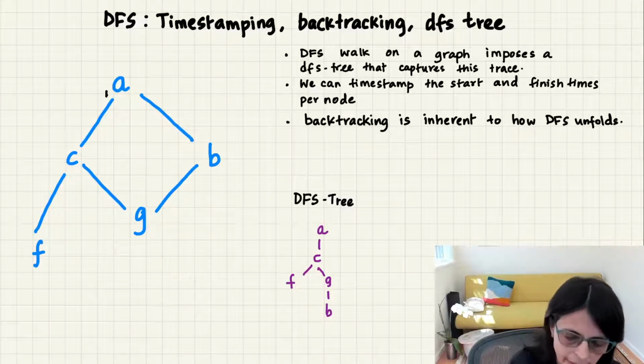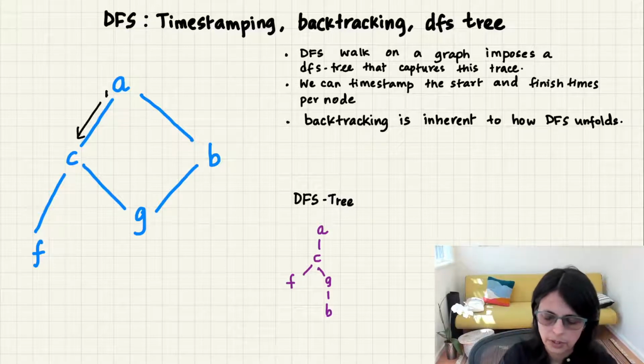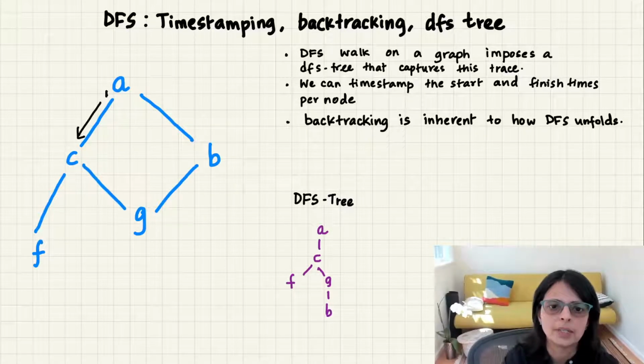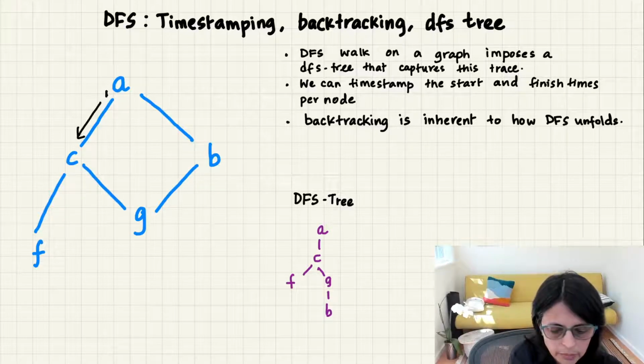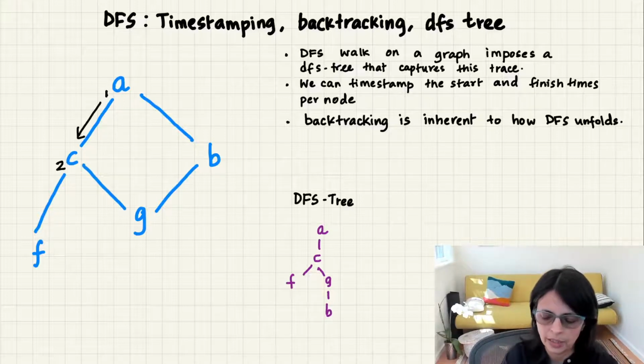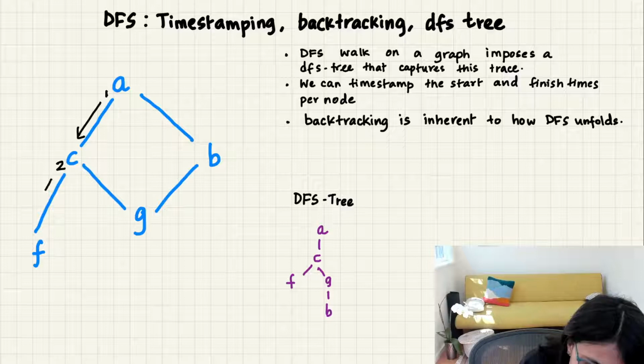DFS has started. Let's say it visits its neighbor C first. Now the timestamp, the timer is 2. The global counter, excuse me. So C's DFS is starting at time 2. Then let's say C goes to its neighbor F first.